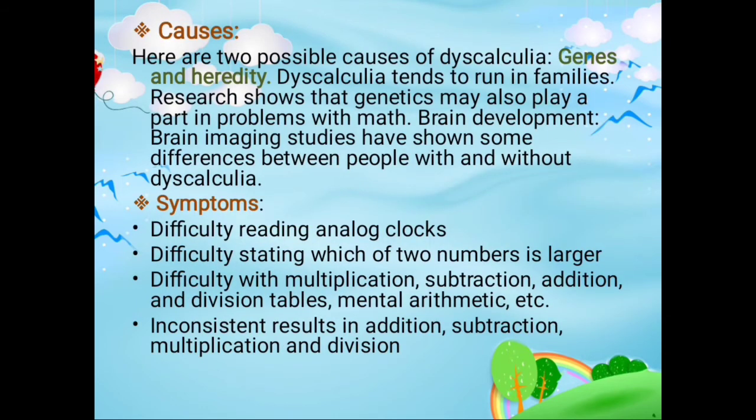Its causes are genes and heredity. Dyscalculia tends to run in families. Research shows that genetics may also play a part in problems with math, brain development. Brain imaging studies have shown some differences between people with and without dyscalculia.